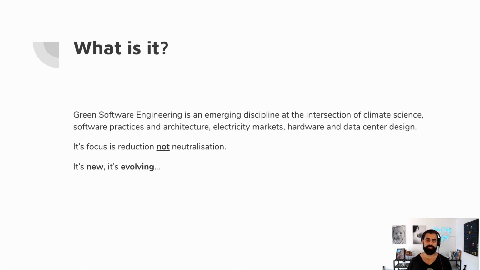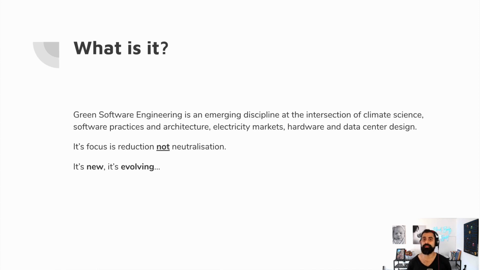So what is green software engineering? Well, it's an emerging discipline at the intersection of climate science, software practices and architecture, electricity markets, hardware and data center design. Basically, to be a green software engineer, you have to know about a whole bunch of other things that you're just not taught normally in the normal ways and places that you learn about software engineering.